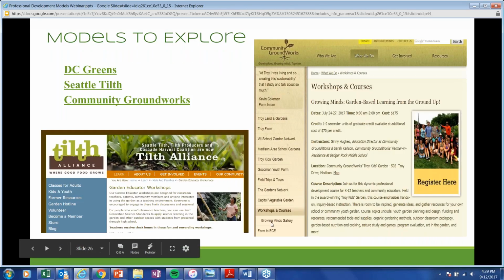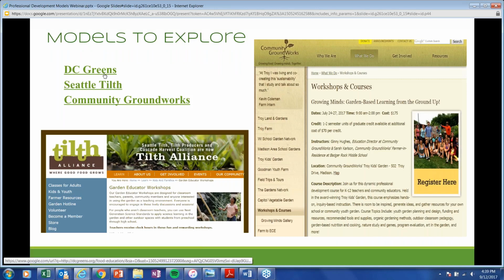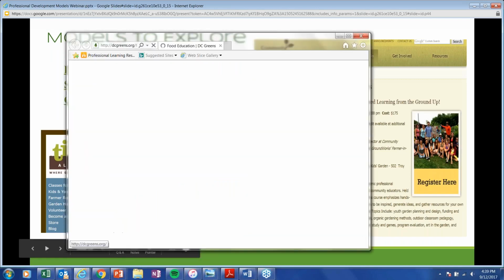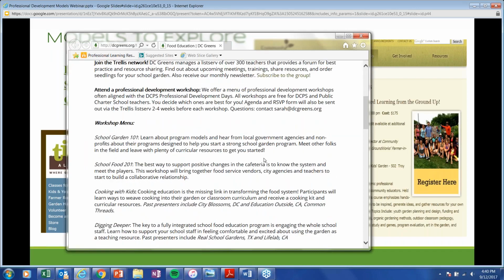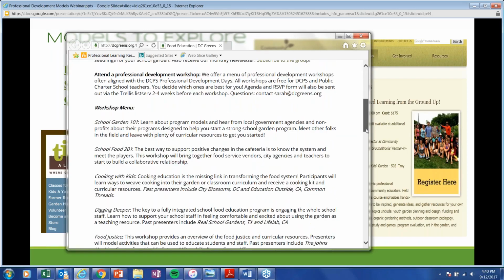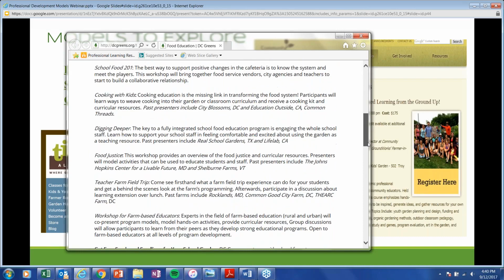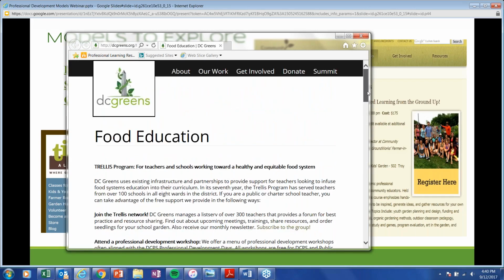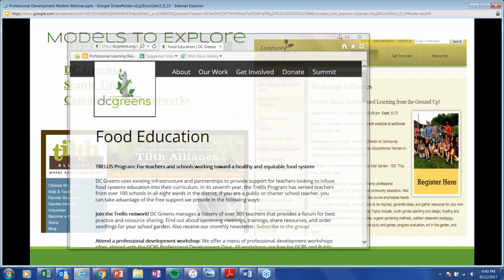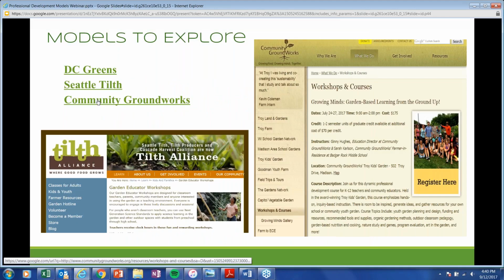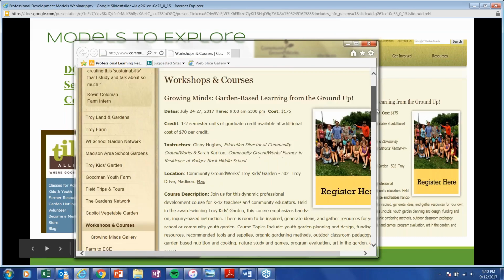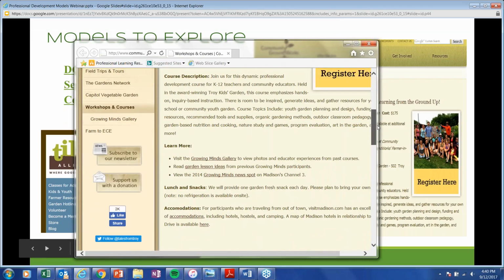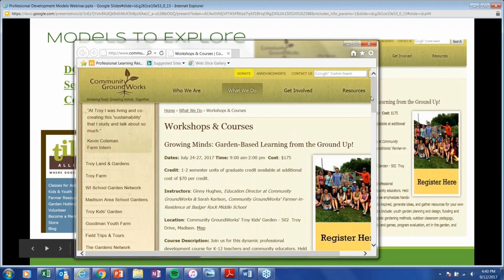And so I also wanted to show that there's such a variety here. I pulled, for example, DC Greens in Washington, DC. They have a really great menu of workshops that people can attend. You pick a topic, you attend for the day, and that is what you do. These exist all over. Community Groundworks is really, really interesting. Workshops, courses, series. There's all kinds of different organizations out there doing these.